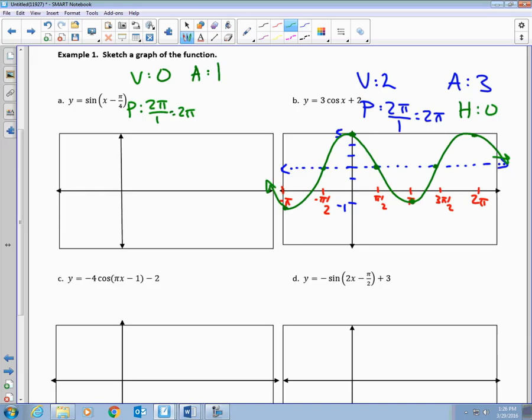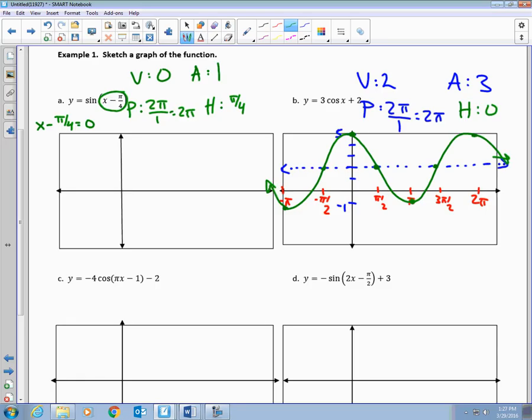And the horizontal shift, we will take the inside and set it equal to 0. So x minus pi over 4 is equal to 0. What do you get? What is x? Pi over 4. So I actually figured out all 4 of my pieces, but let's go ahead and start to put them together.